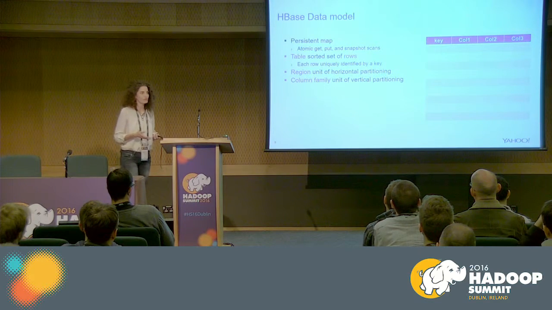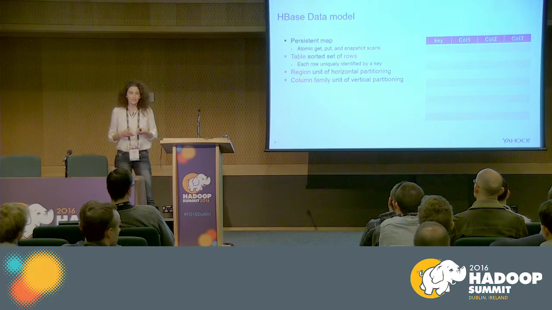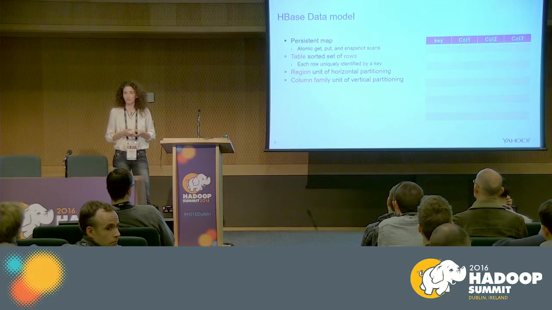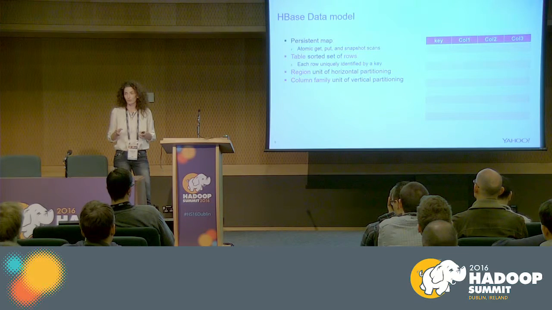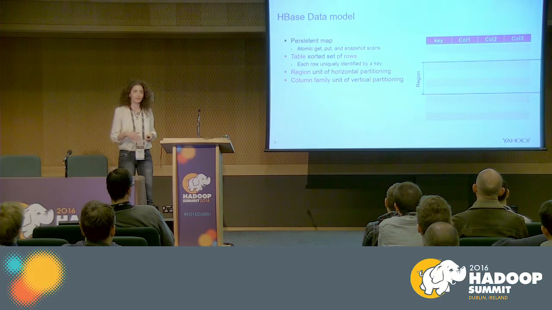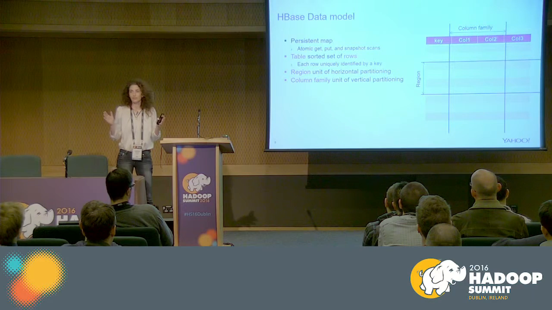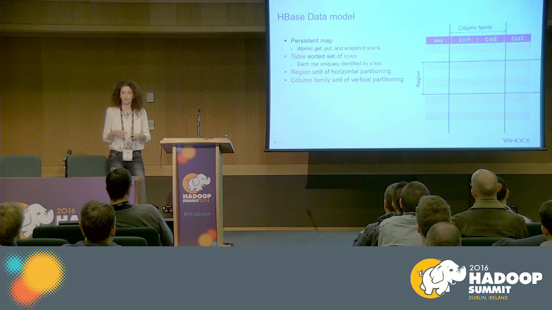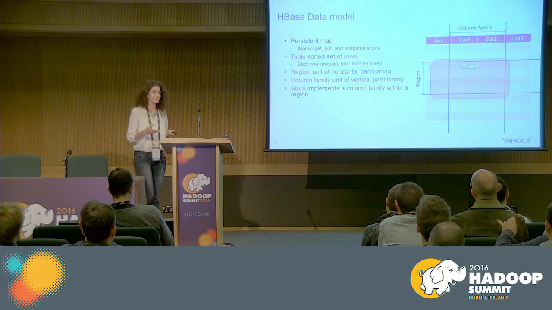But before I get into the details of our solution, let's take a step back and explain the HBase data model. HBase is a persistent map which supports atomic get and put operations and snapshot scans. A table is a sorted set of rows where each row is uniquely identified by a key. A table is horizontally partitioned into sequences of rows by a range of keys called regions. A column family groups like data in a certain row. And a store implements a column family within a region. So the store will be the focus of the rest of this talk.